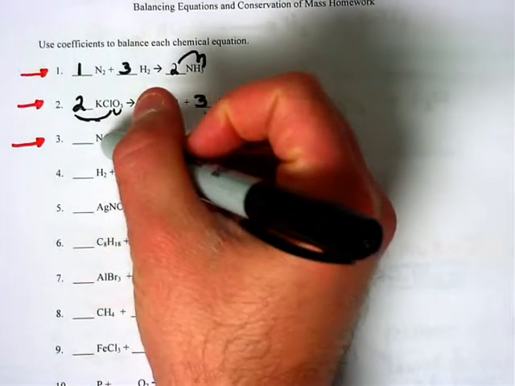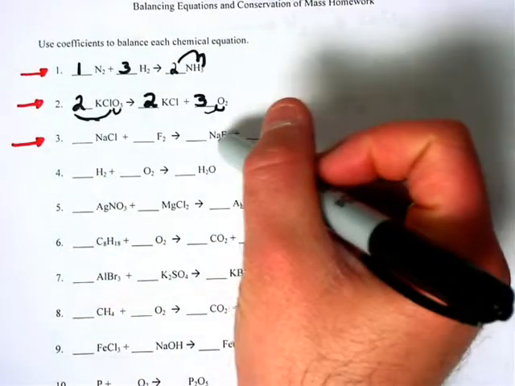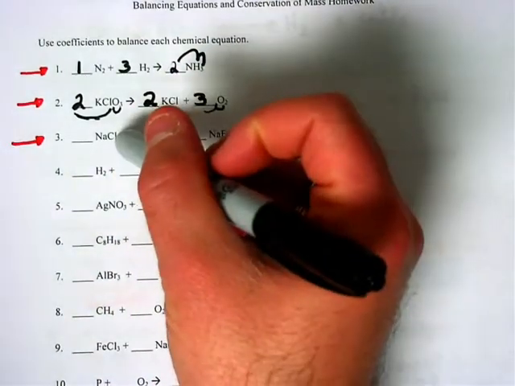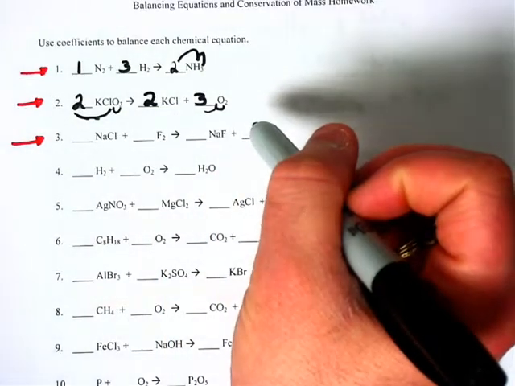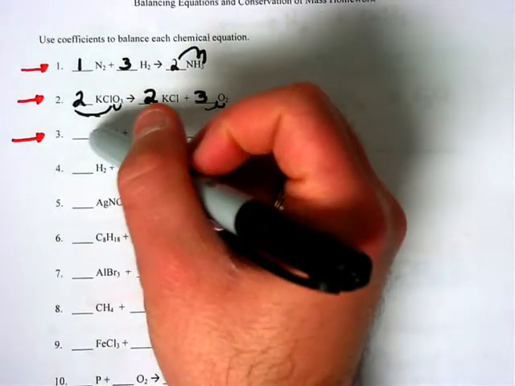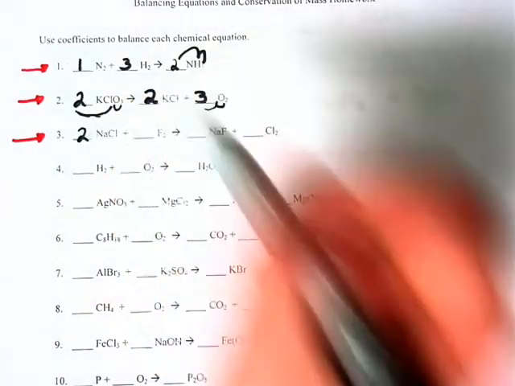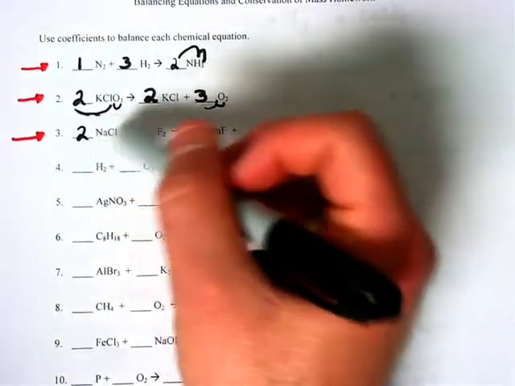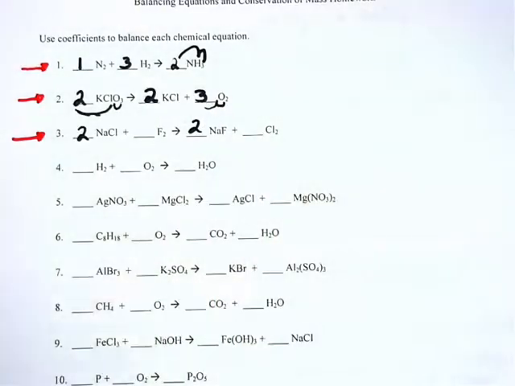Number 3, how many Na's do we have on the left? 1. On the right? 1. Cl's on the left. Not everyone at once, please. 1 on the right. Okay, so I need to put what here? 2. How many Na's now? 2 on the left, right? So 2 there. It's all balanced.